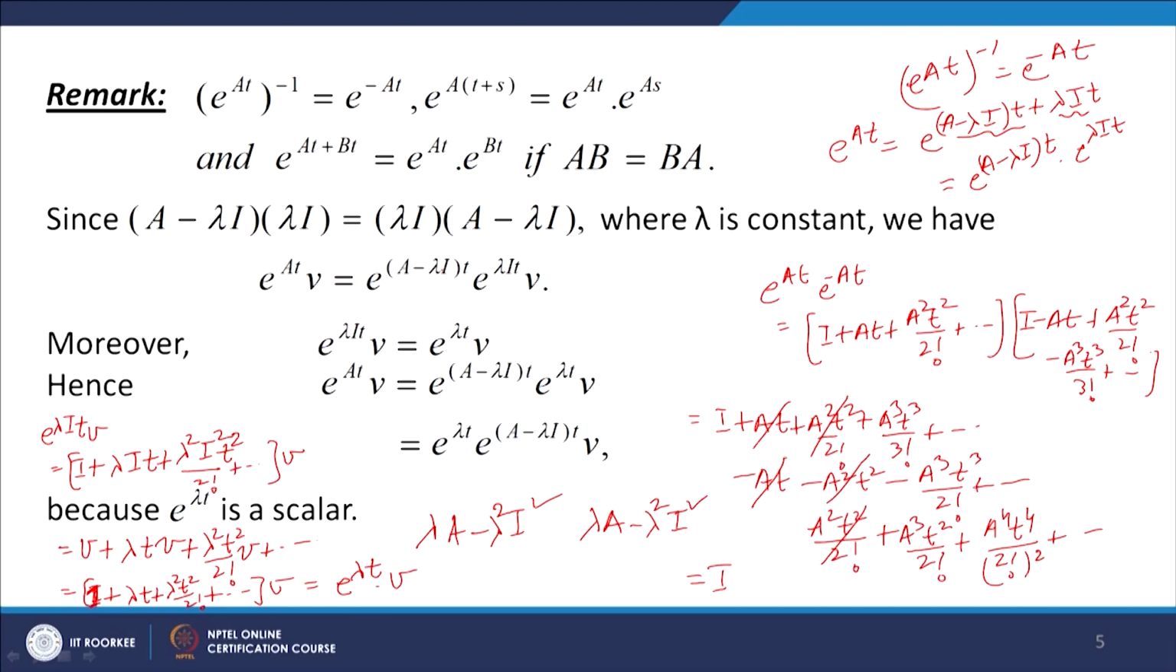So, e to the power lambda I t into b is e to the power lambda t into b, and therefore, e to the power a t b is equal to e to the power a minus lambda I t into e to the power lambda t into b.